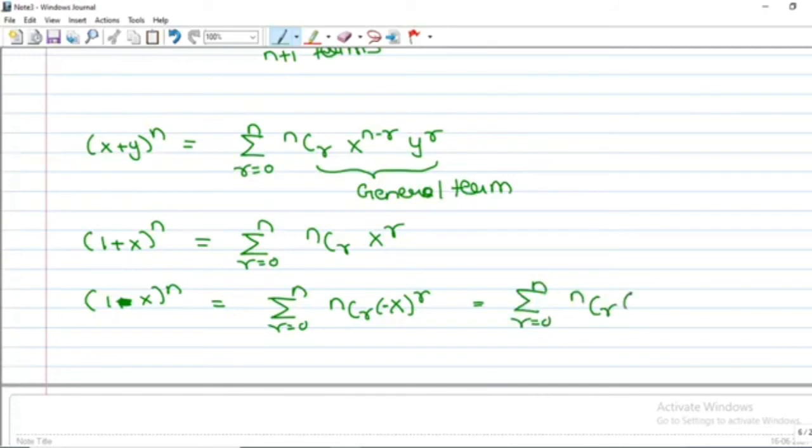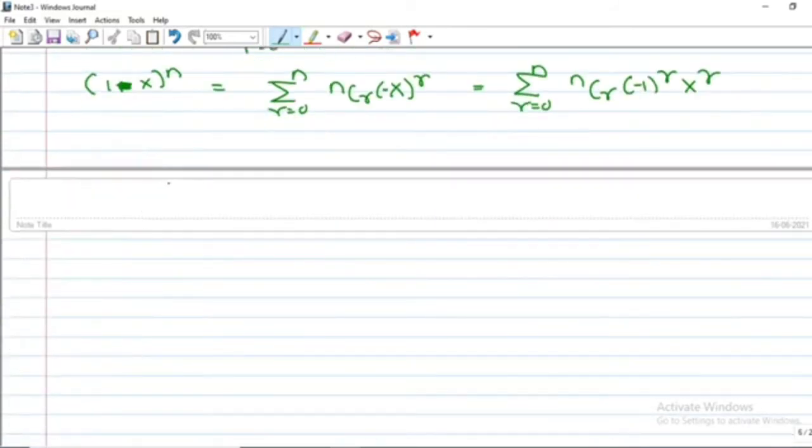This one is also correct, but if you write it as minus 1 power r into x power r, just minus 1 power r appears whenever a minus sign appears. So this is the entire use of the sequence and series section, which is the sigma application.